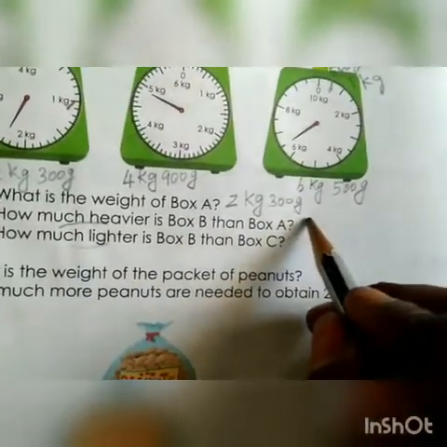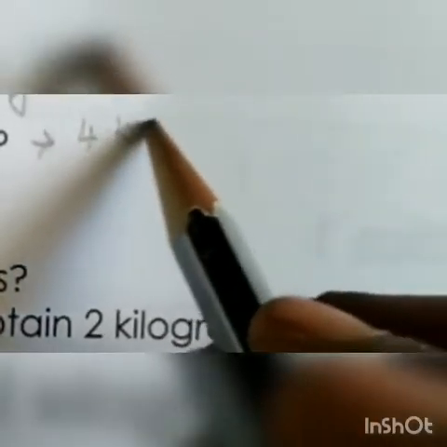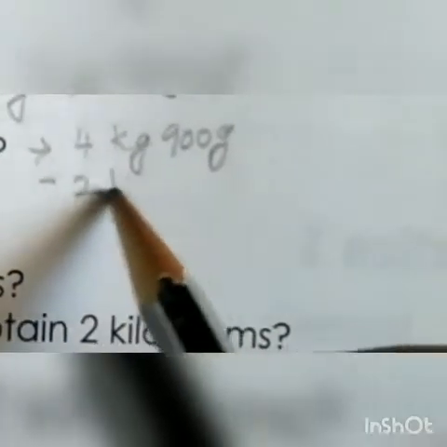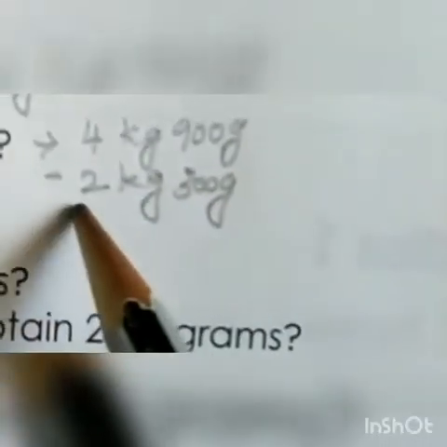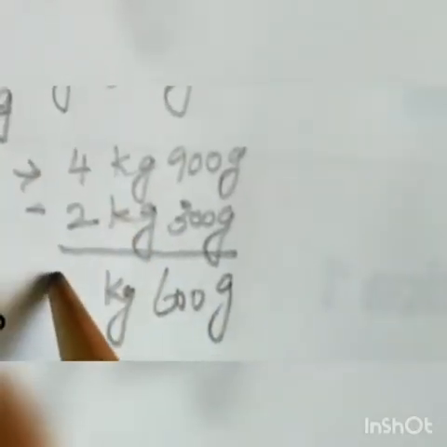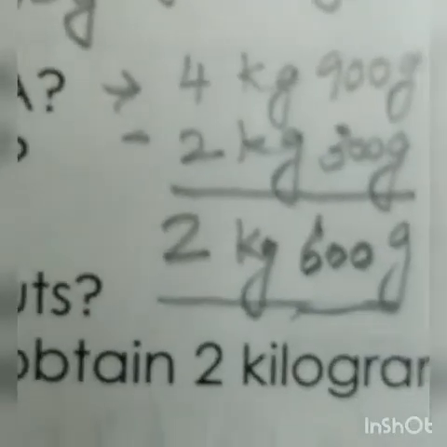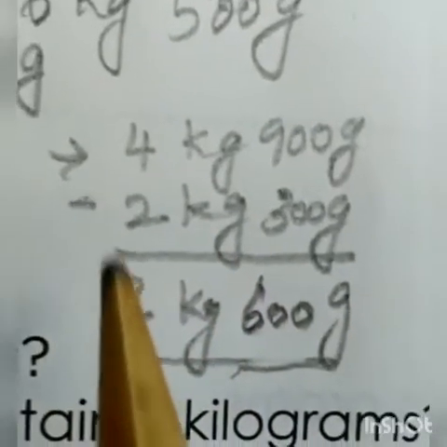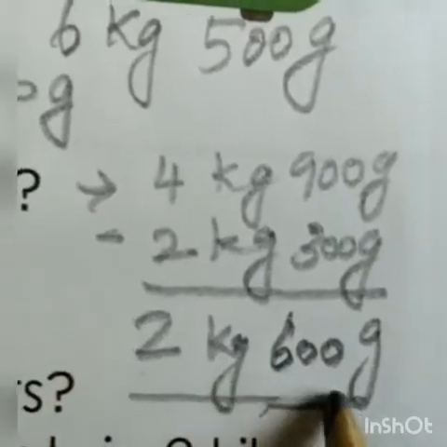So what do we have to do here? Subtract 4 kg 900 gram minus 2 kg 300 gram. If you subtract these two, what will we get? 900 minus 300 is 600. 4 minus 2 is 2. Therefore, 2 kg 600 gram. Therefore, how much heavier is box B than box A? Box B is heavier than box A by 2 kg 600 gram.